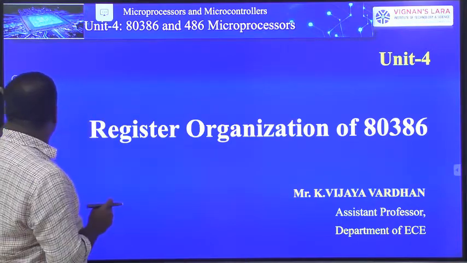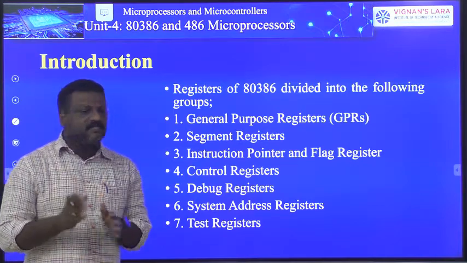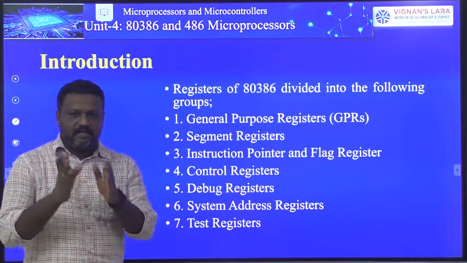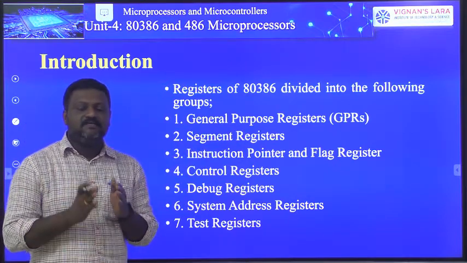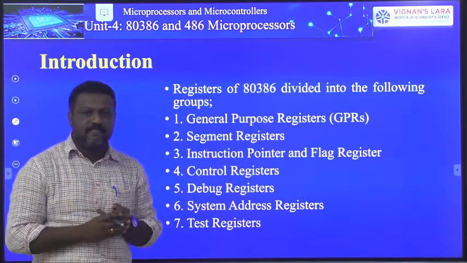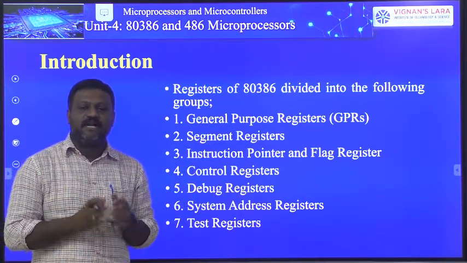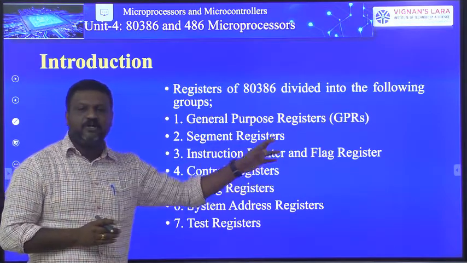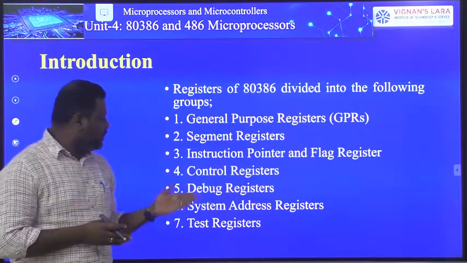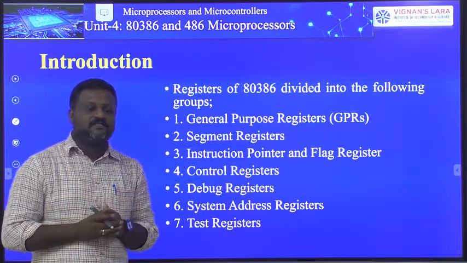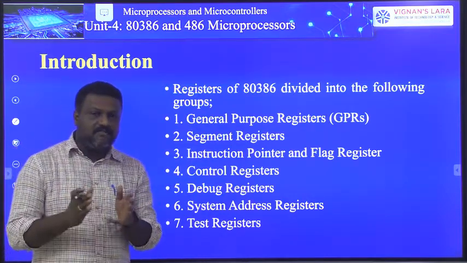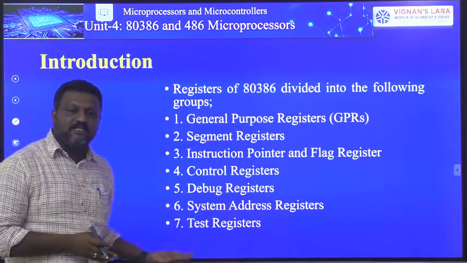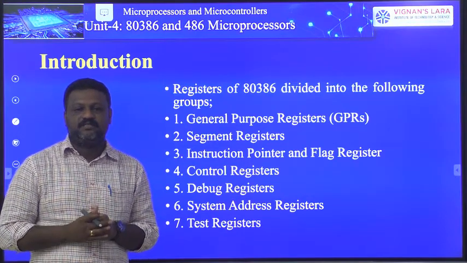Right. So 80386 registers are divided into 7 different groups. The first group is called general purpose registers, GPRs. The second variety is segment registers. The third variety is instruction pointer and flag register. Fourth is control registers, fifth is debug registers, sixth is system address registers, and seventh is tester registers.